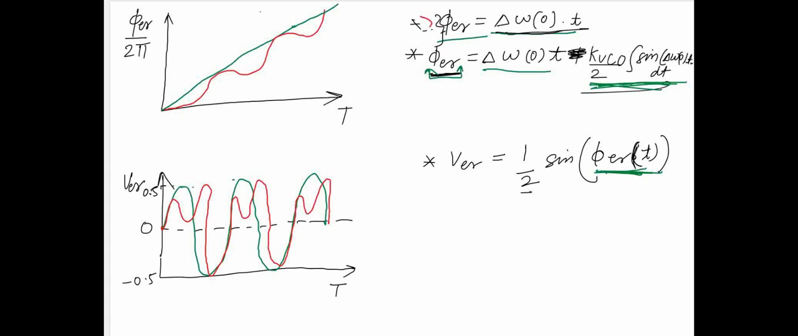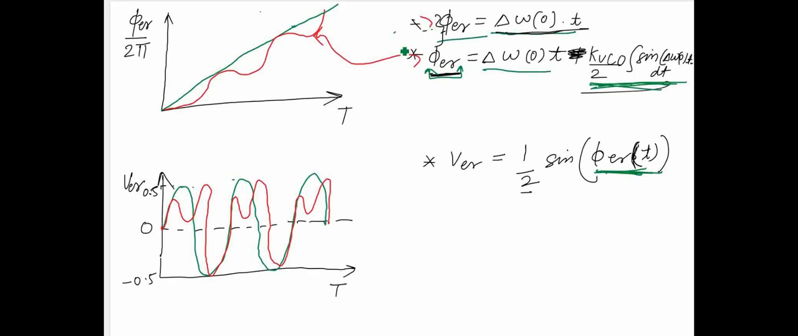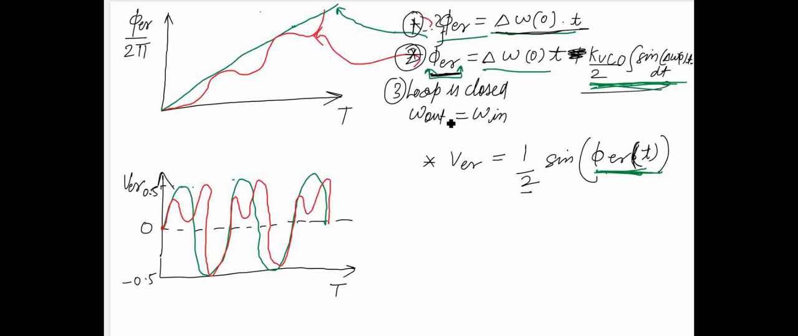This case is for this, and this one is for this. Let me remove this. Now the third case. In the third case, the PLL loop is closed. This is the first case, this is the second case, and now the third case is loop closed. What will happen this time? This time, omega out will become equal to omega in. What is the condition required for this? That we will see. First, let's think that omega out equals omega in.